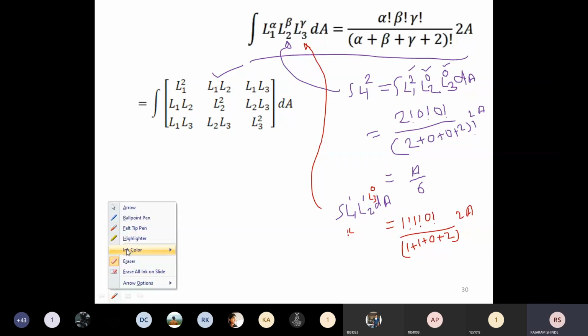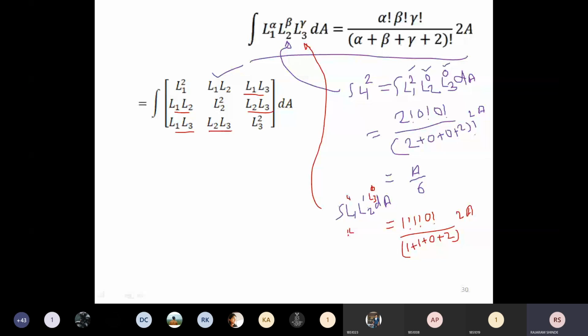Now what about the third term? The third term is also A by 12, because here it is 1, here it is 0. This term is also A by 12, this is also A by 12, this is A by 12. This is A by 6. Am I right?